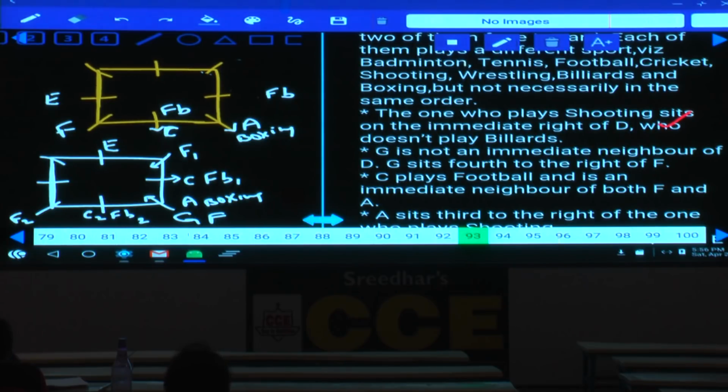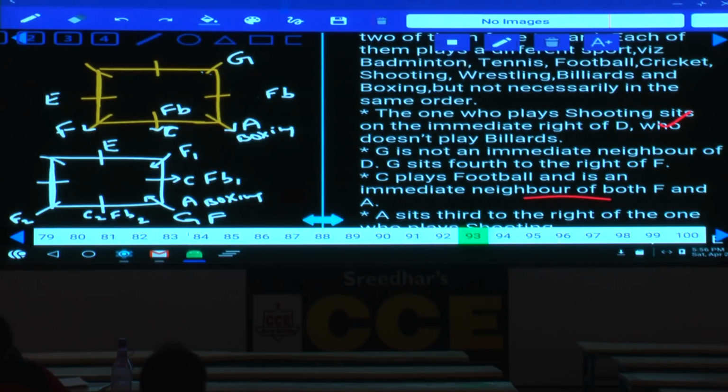If F is here, F and G are opposite to each other because fourth to the right. F is outside. Why is F outside? Immediate left of C. C plays football and is an immediate neighbor of both F and A. And this F is facing towards which direction? F is away from the center. Then, next one. Then coming to this case. Now in this case, if A is facing towards the center, then what happened to this F? G is not an immediate neighbor of D, G sits fourth to the right, and C plays football and is an immediate neighbor of both F and A.